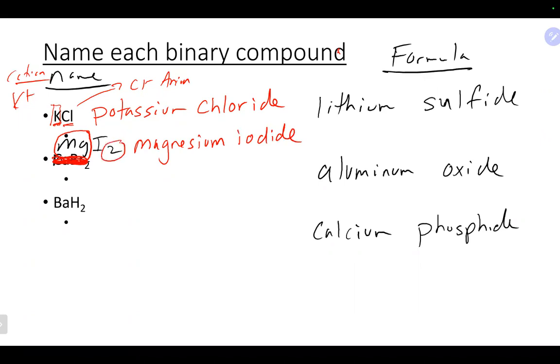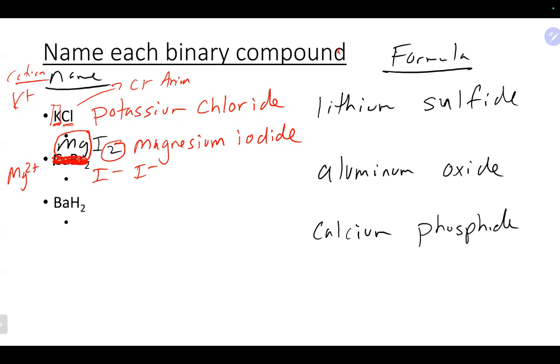Once again, no effect on the name, the 2 there. It has absolutely no effect on the actual name. Any questions on that one there? This is made up of a cation that is magnesium with a +2, and an anion, which is iodine, that's -1. And that is why we need 2 of them to balance out the charge with the magnesium. So that's why we have 2 of them there to balance out that charge.